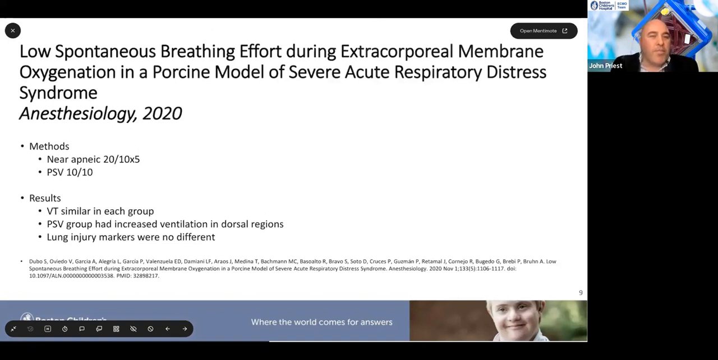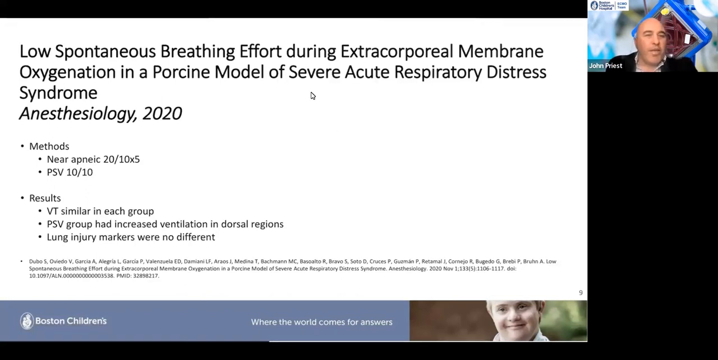So this is a pressure support dose of 10 over a PEEP of 10, which gives you a peak inspiratory pressure of 20. Basically, the tidal volumes are similar in each group. The pressure support had increased ventilation in dorsal regions, and the lung injury markers were no different. What they say in their studies is the respiratory rates were about mid-30s up as high as 70s. So a respiratory rate as high as 70 spontaneously didn't provide any more lung injury.